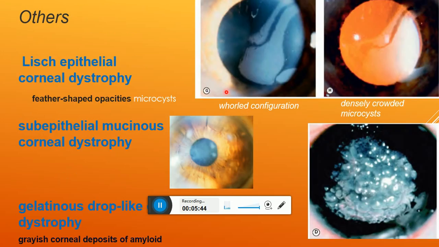There are other epithelial and subepithelial dystrophies. They are very rare, like Lisch epithelial corneal dystrophy. Here you can see the whorl configuration and densely crowded microcysts. And there is subepithelial mucinous corneal dystrophy, and the last is gelatinous drop-like dystrophy. There are corneal deposits of amyloid. So Lisch, subepithelial mucinous and gelatinous drop-like.